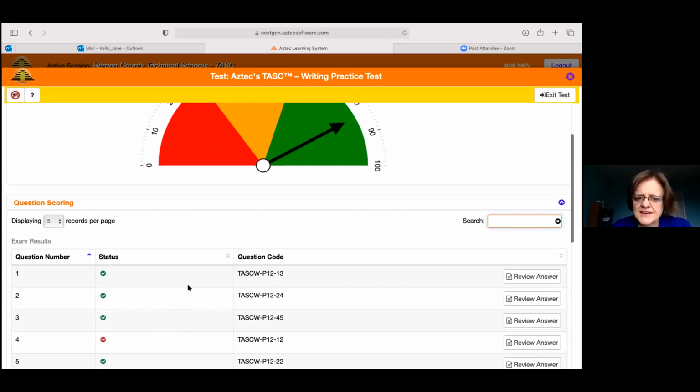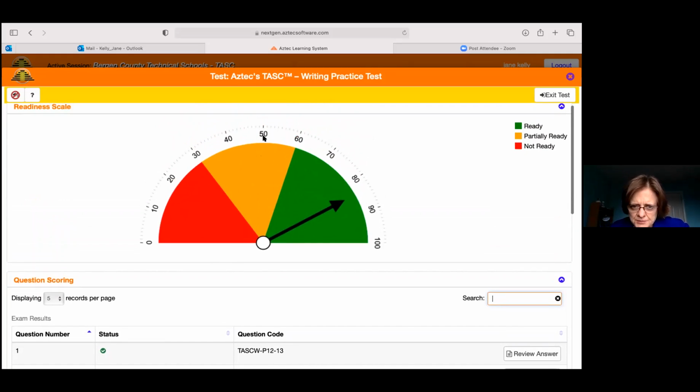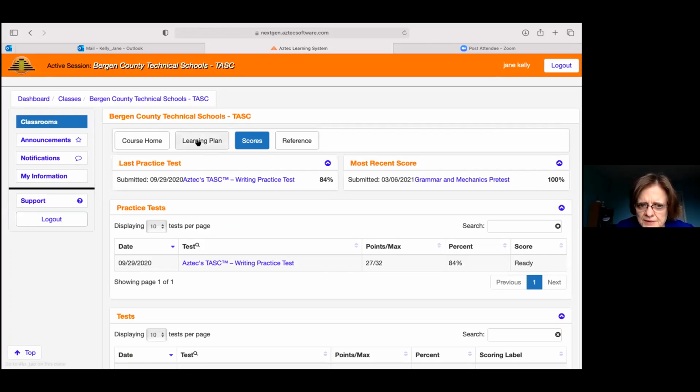And if they take it again, there will be a different bank of questions. Some will be exactly the same, some will be different. So this is what they get, and I would be comfortable in the middle of the yellow, and you might tell the students that. Okay, so what do I want to do? I want to get out of my scores, and go back to my learning plan.